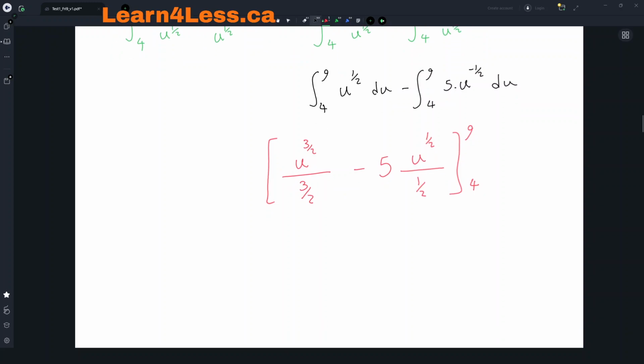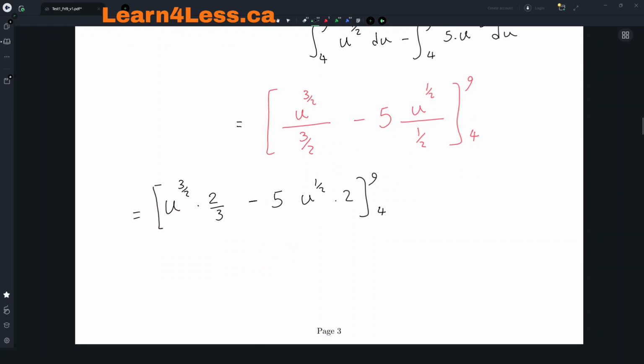Let's just rearrange it in a better way. So instead of dividing by 3 over 2, I can multiply by the reciprocal of that. So I can write u to the power of 3 over 2 multiplied by the reciprocal of 3 over 2, which is 2 over 3, minus 5 times u to the power of half, divided by this, or basically multiplied by the reciprocal, multiplied by 2. So this is what we get from 4 to 9.